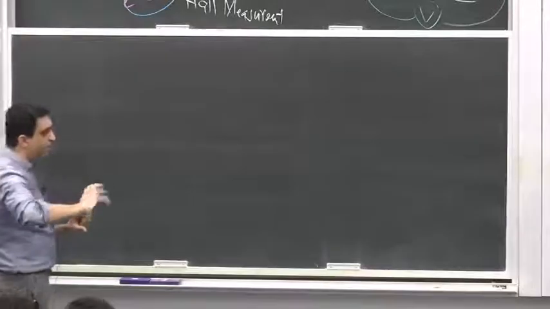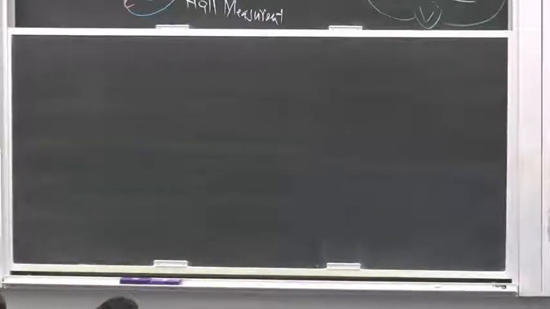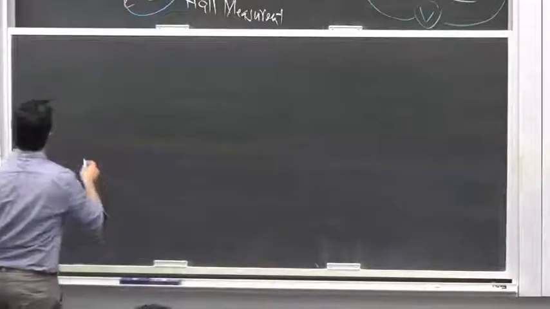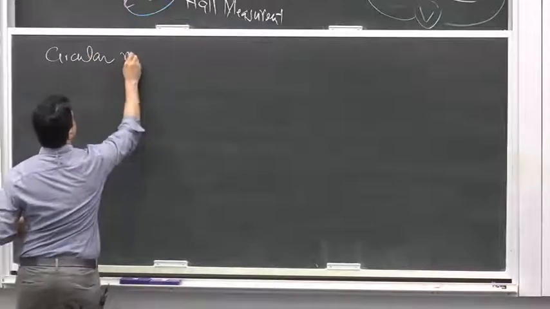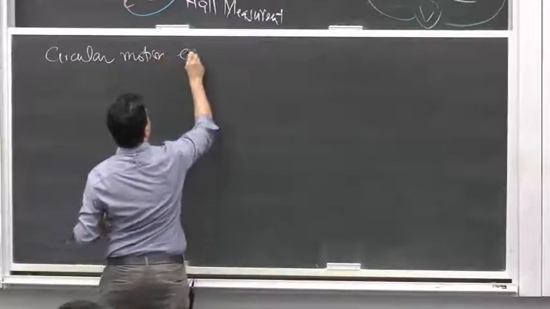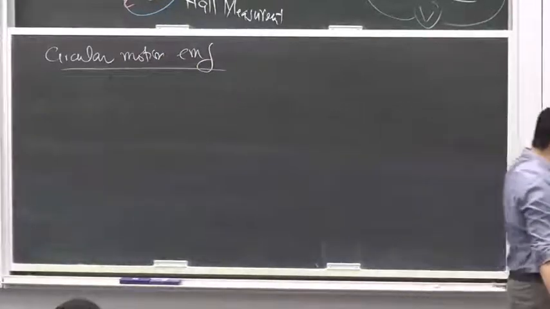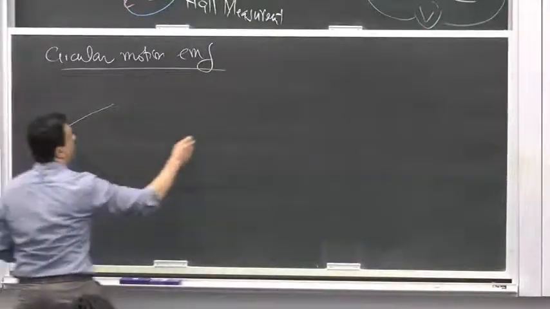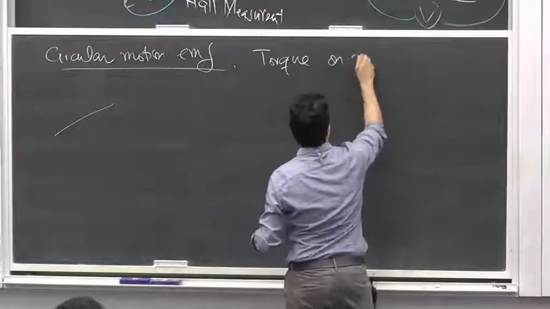So what's more feasible is circular motion. Most of your generators are not based on linear motion, they are based on circular motion. So circular motion is something which is more useful. So let's go to circular motion EMF. To understand that, you have to understand the torque which acts on a magnetic dipole.